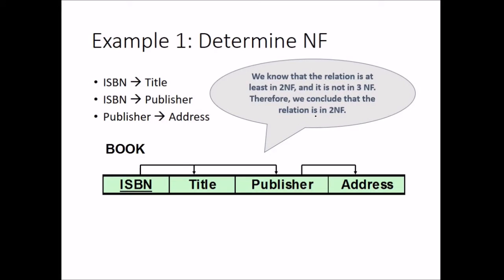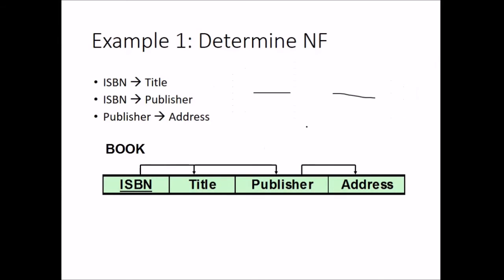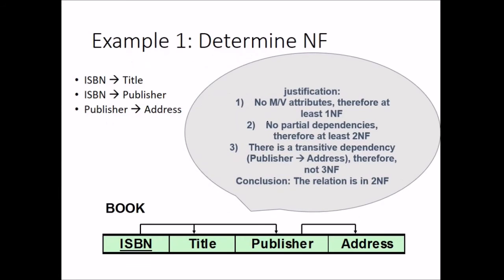We know that the relation is at least 2NF and it is not in 3NF. Therefore, we conclude that the relationship is in 2NF and not in 3NF. So how are we going to write it? If you have an exam, you can write that there are no multi-valued attributes, therefore at least 1NF. No partial dependency, therefore at least 2NF, and there is a transitive dependency from publisher to address. Therefore, this is not in 3NF. So the conclusion is that the relationship is in 2NF.